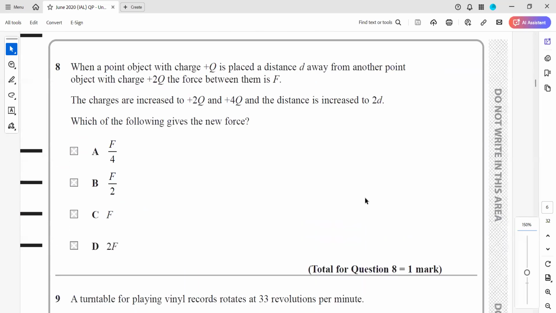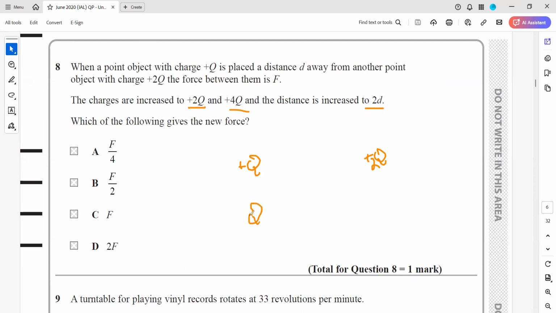Next, a point charge q is placed at a distance d from another point charge which is 2q. So there is plus q and plus 2q, placed at a distance d. The charges are increased to 2q and 4q, and the distance is increased to 2d.